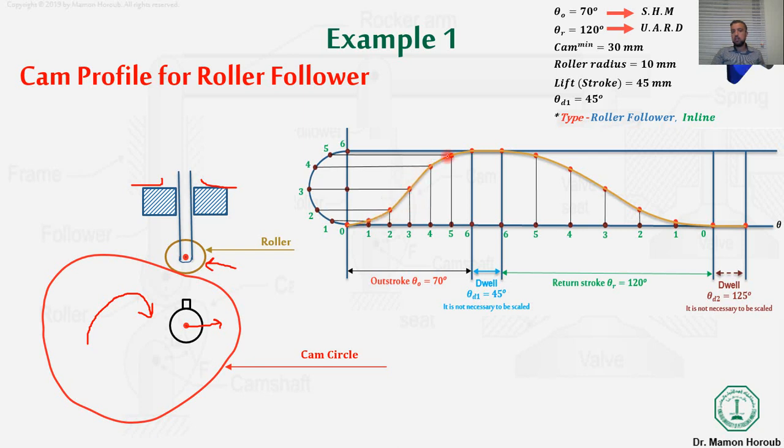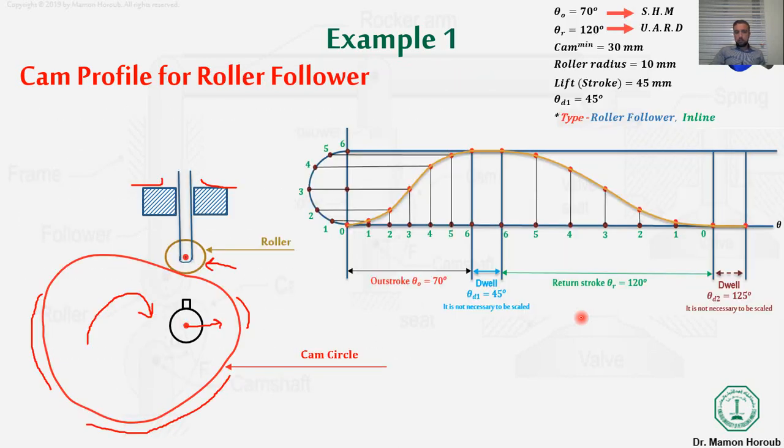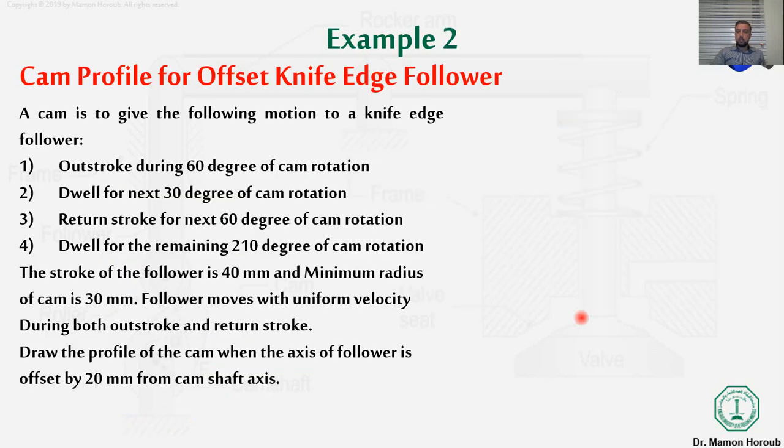If we look at the displacement diagram, here I have a dwell, and there I have a fall or return. Then here we have another dwell. So by this we complete the first example, which is the cam profile for a roller follower. Then we need to discuss another example.